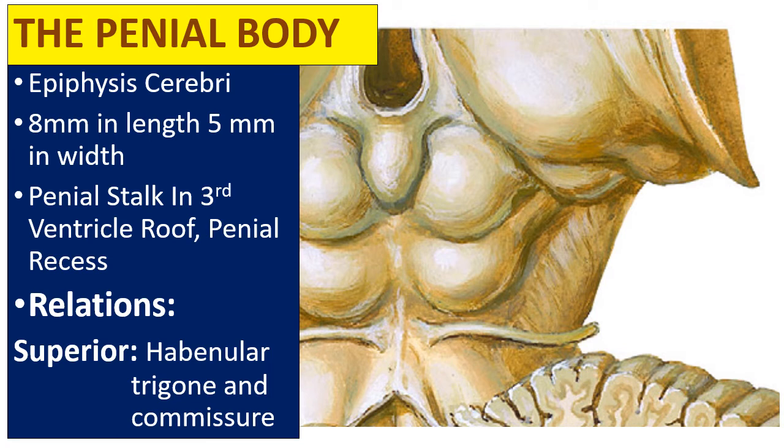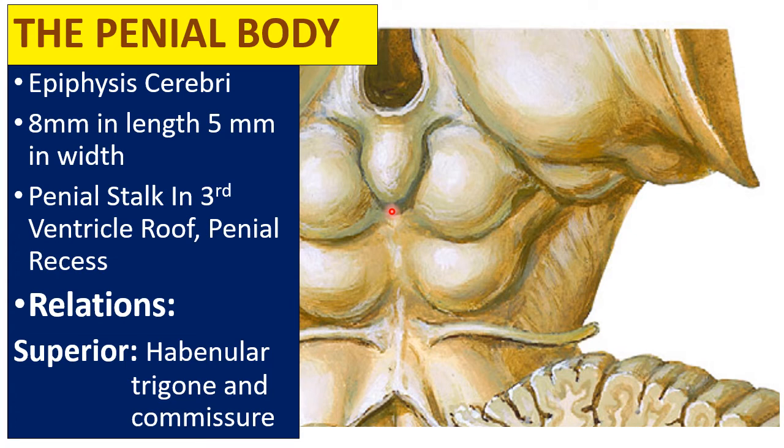Now moving to the brief, in-detail explanation of the pineal gland. The pineal body is also called epiphysis cerebri. It is 8 mm in length and 5 mm in width, and the pineal stalk lies in the third ventricle roof. This is the stalk of the pineal gland or pineal body, and it has a recess called the pineal recess.